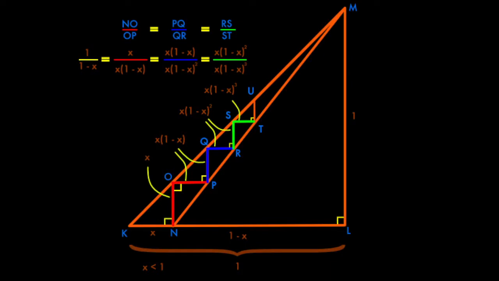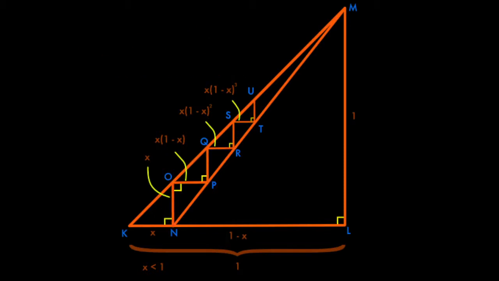Just to emphasize this relationship of the three similar triangles we just looked at, we can see that NO is to OP as PQ is to QR, as RS is to ST. NO to OP is in red, PQ to QR is in blue, and RS to ST is in green. So if you watched part 1, you probably know it's coming. We're indicating all these horizontal pieces going up the cobweb diagram. Follow this progression where they increase by a factor of 1 minus x each time.